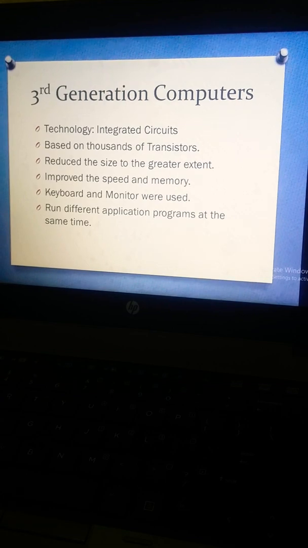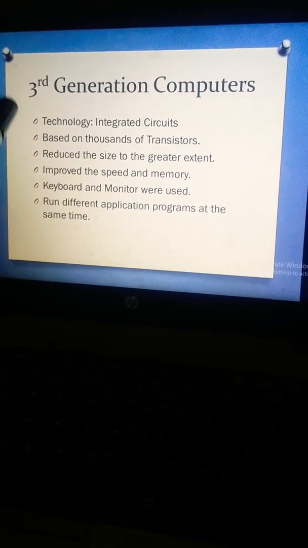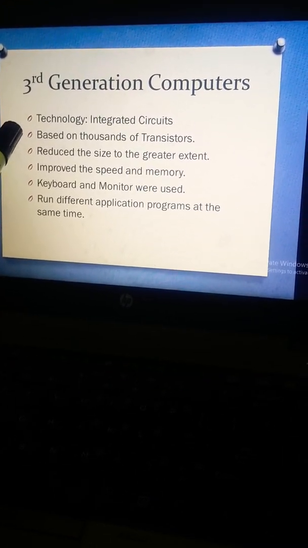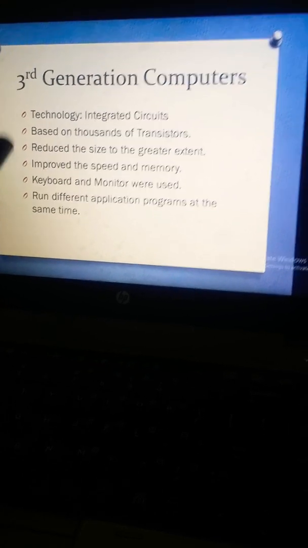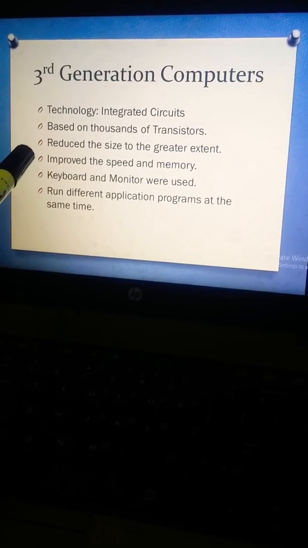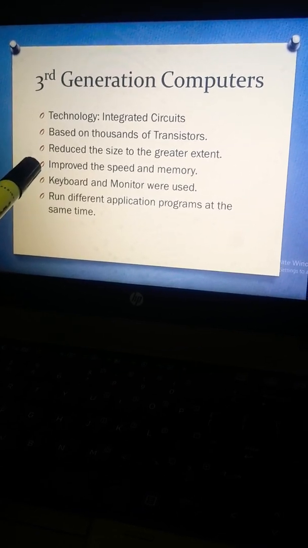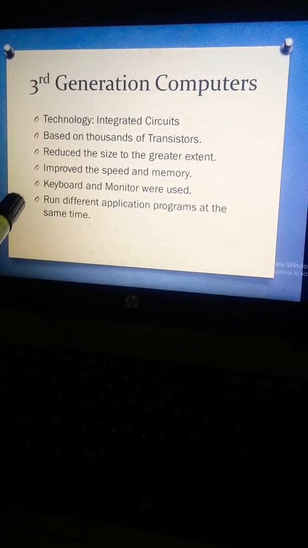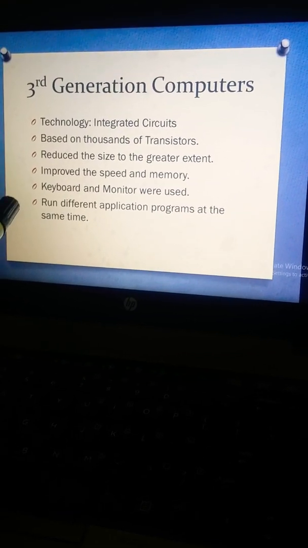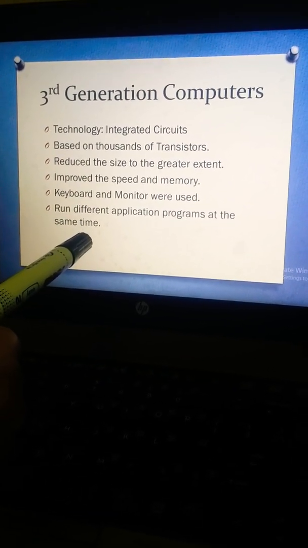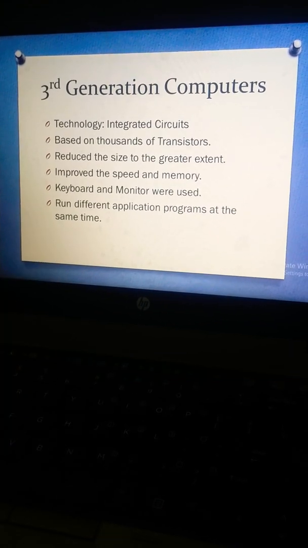Now, third generation computers, in which we discussed that the technology was integrated circuits, which were based on hundreds and thousands of transistors. It reduced the size of computers to a great extent and improved the speed and memory of computers. Keyboard and monitor were its main inventions. It runs different application programs at the same time.